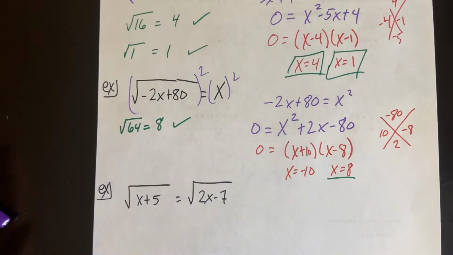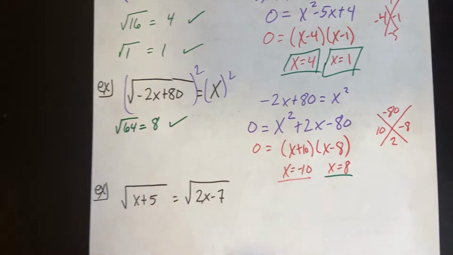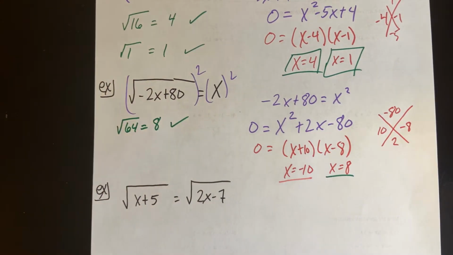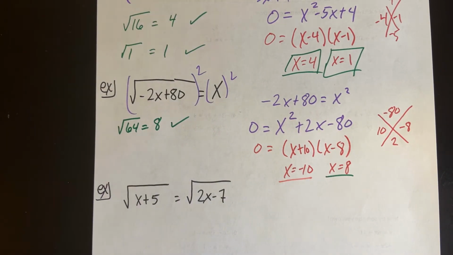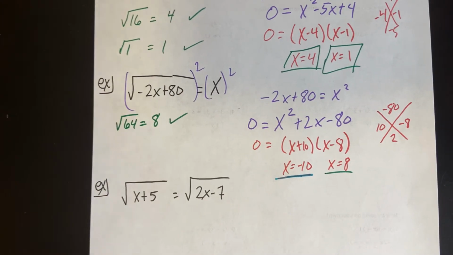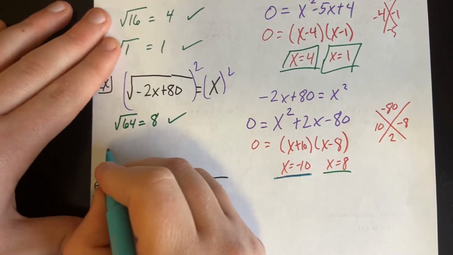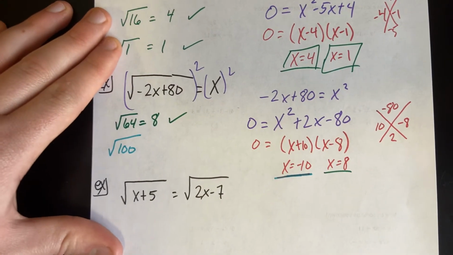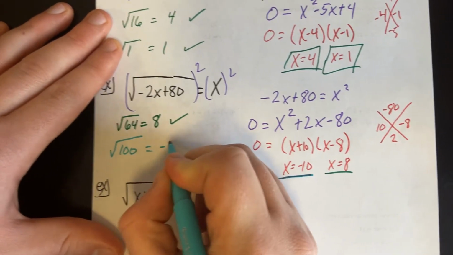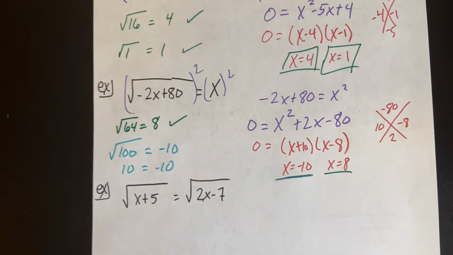Okay, watch what happens with this one. When I put in this negative 10, it looks like red. What color have I not used? Sorry, it's light blue. So look what happens when I put this in. Negative 10 times 2 is a positive 20. 20 plus 80 is 100. So I have the square root of 100 is equal to, remember, x is negative 10. Well, the square root of 100 is 10.